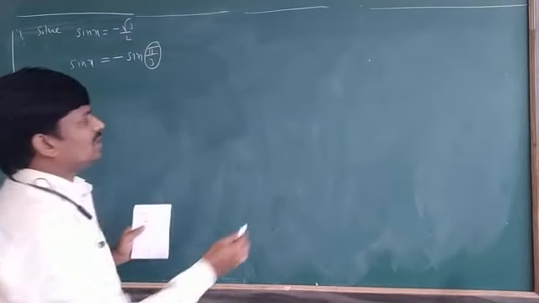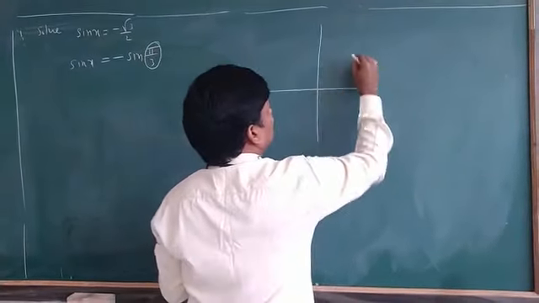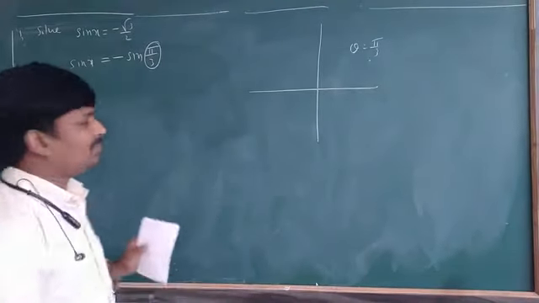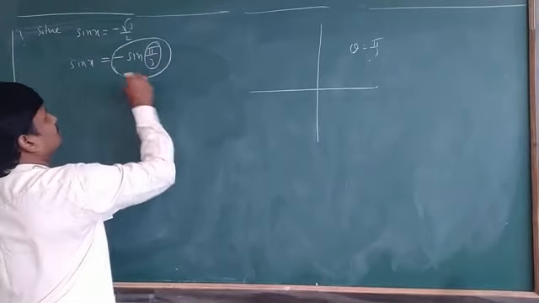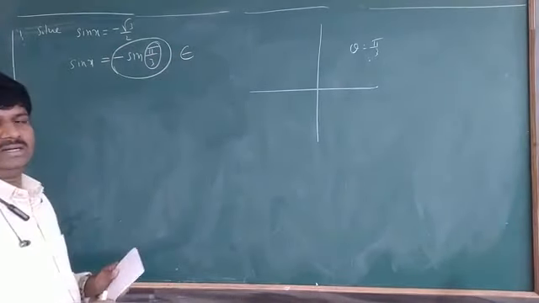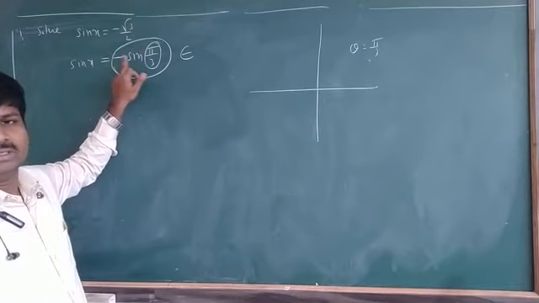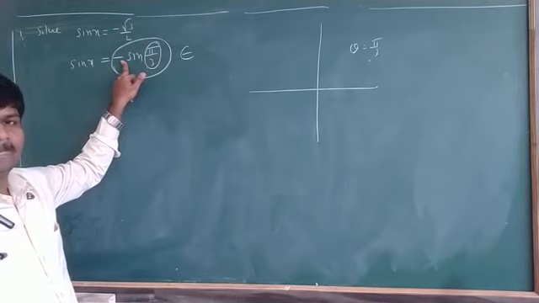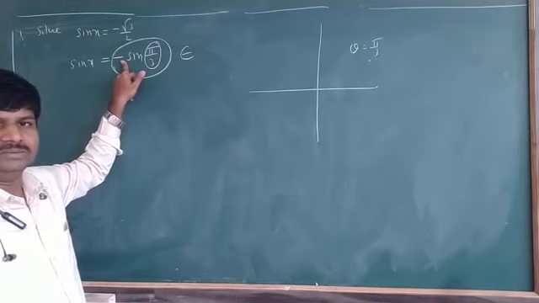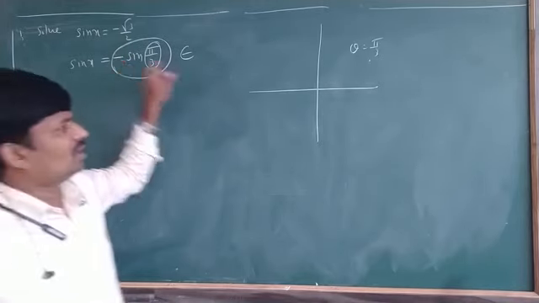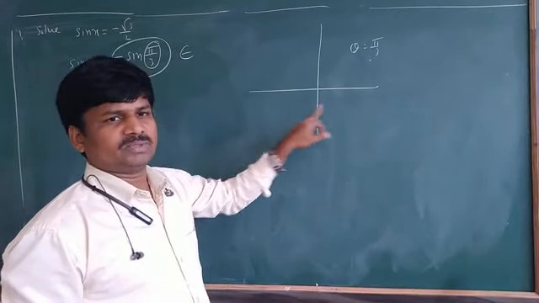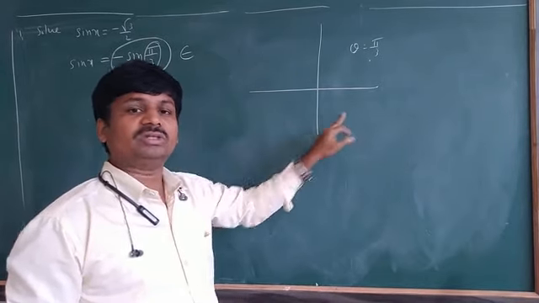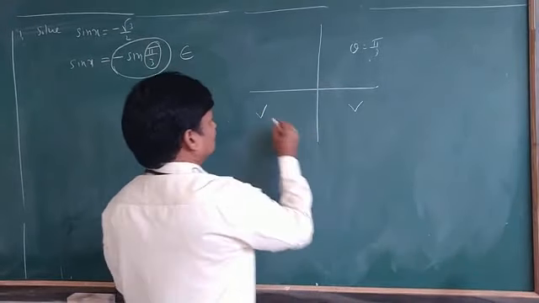Theta is in which quadrant? Theta equal to pi by 3 is in the first quadrant. But this total value, which quadrant does it belong to? This value is negative. Sin is negative. In which quadrant is sin negative? All silver tea cups. First and second positive, third and fourth negative. Here and here, sin is negative.